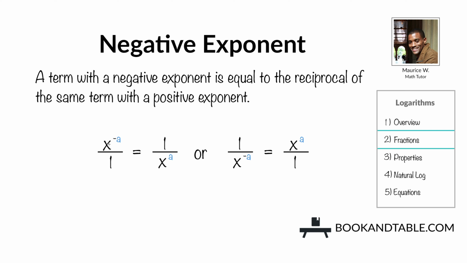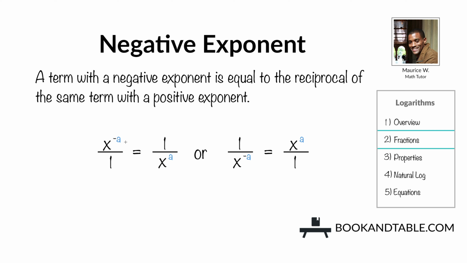So for the reciprocal, we want to switch the terms in the numerator and the denominator. And when we do so, the power or the exponent negative a becomes positive. So if an exponent is negative in the numerator, it will become positive in the denominator. Or if an exponent is negative in the denominator, such as in the fraction 1 over x to a power of negative a, this power will become positive if we switch the terms in the denominator and the numerator.